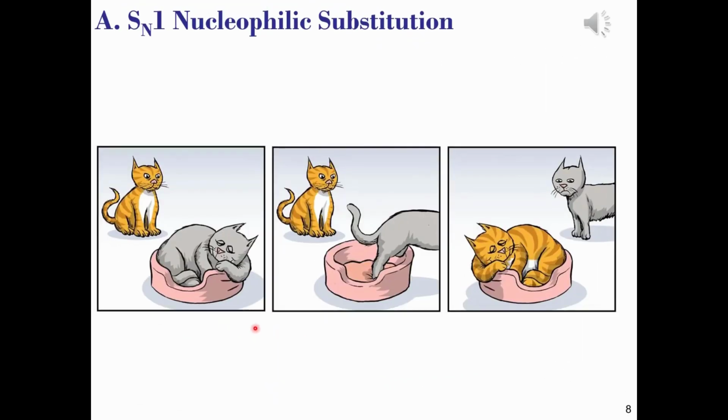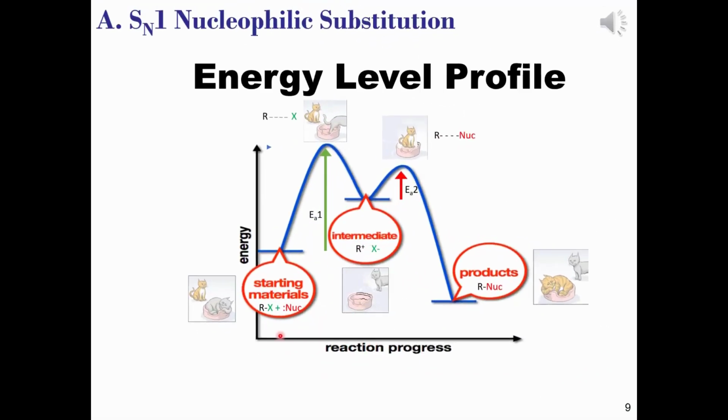So we're back to cats again, and here we can see a different story from what we looked at when considering the SN2 mechanism. This story only involves the grey cat. Let's have a look at this now in terms of the reaction coordinate. I've added a couple of extra pictures here to represent more accurately the cat bed scenario. So before we have our starting materials, so we have our alkyl halide and our nucleophile, just like in the SN2 example.